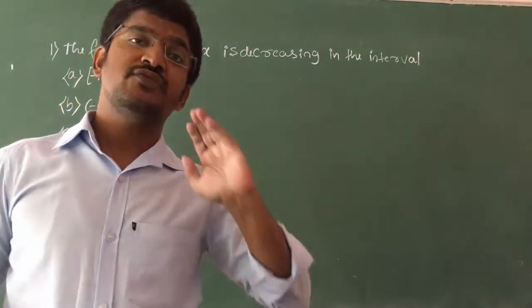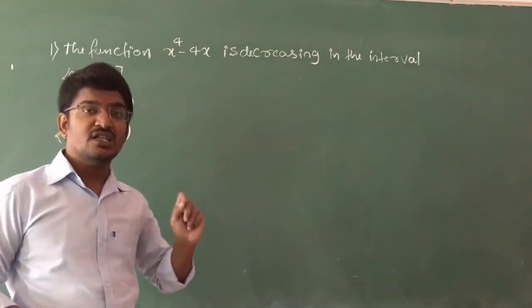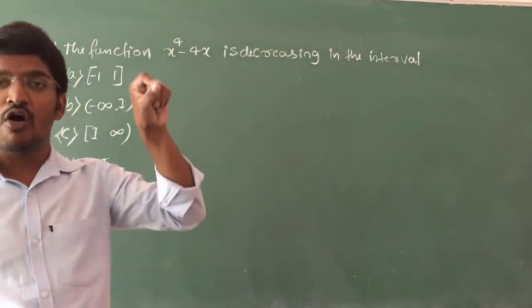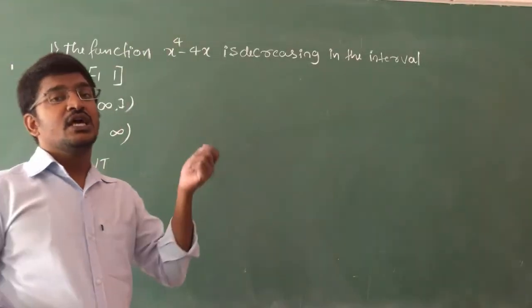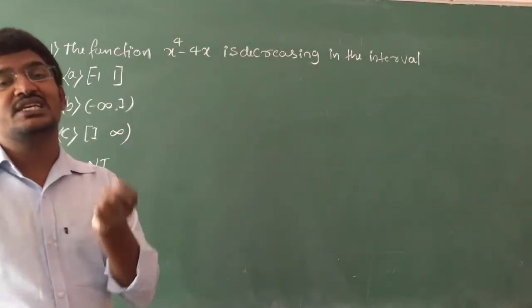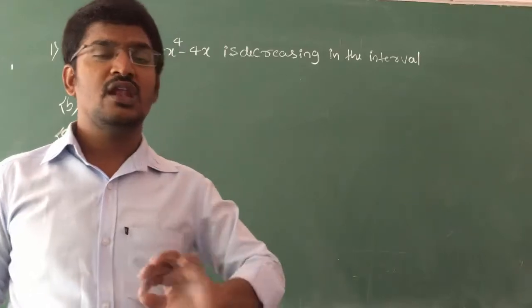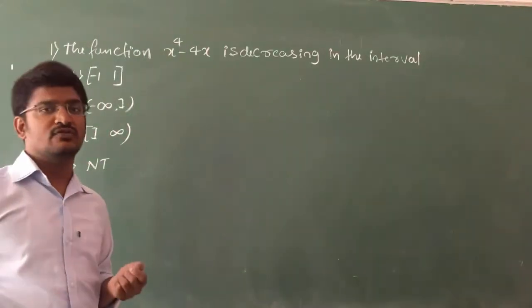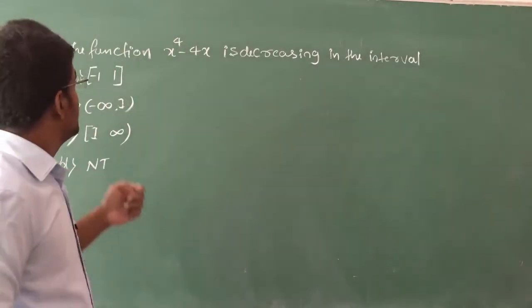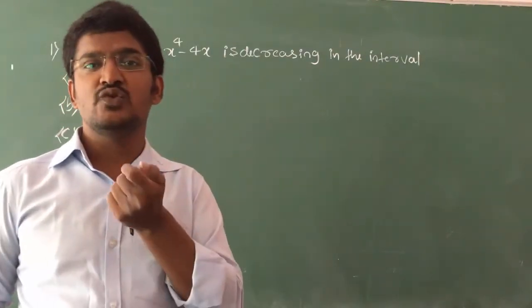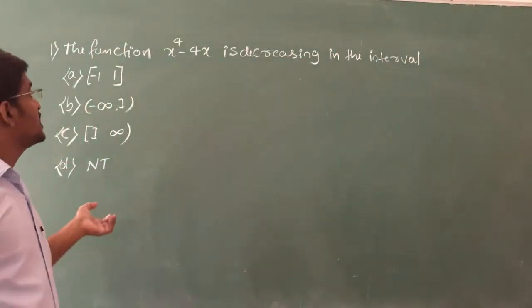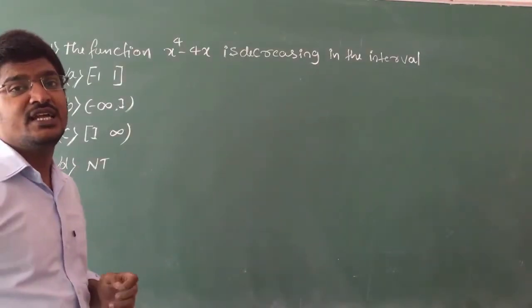Suppose the question was, check whether the function is decreasing or not and find the interval. In that case, you have to check first whether it is decreasing or not. Clear? Then you have to calculate the intervals. But here they are directly asking for the intervals, so one step will be reduced for us. So for that reason, let us directly find the intervals.